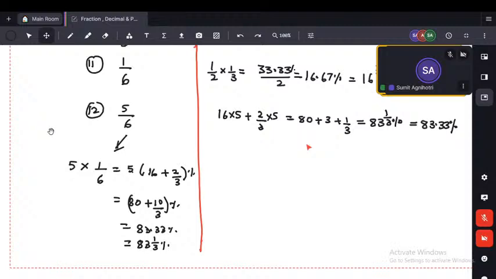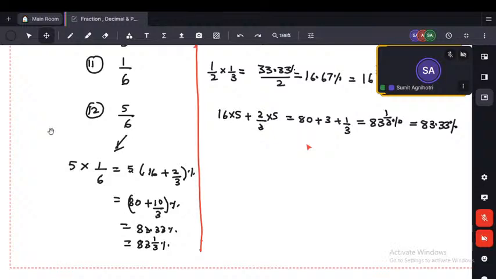And once you know 1 over 8, you can quickly convert 3 over 8. You need to multiply it by 3 here. 37 and a half it will be. And if you multiply by 5 here, 12 5s are 60, and 5 by 2 is 2.5. 60 and 2.5 becomes 62.5.